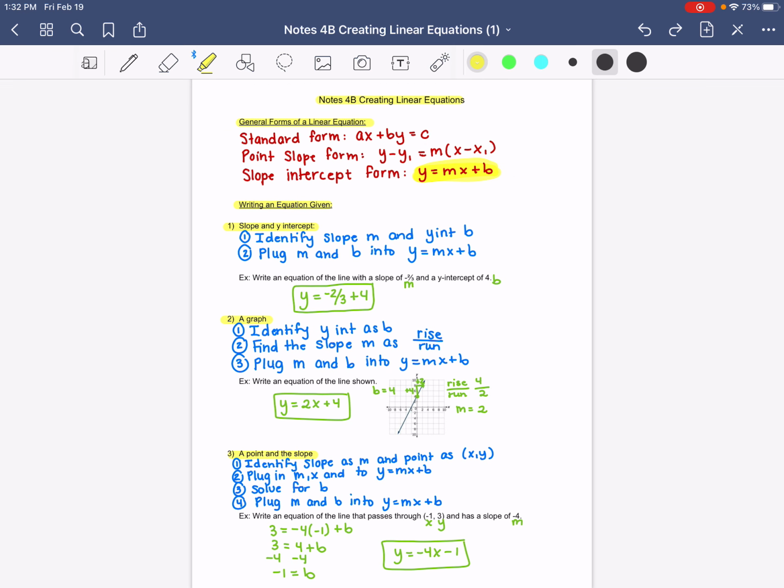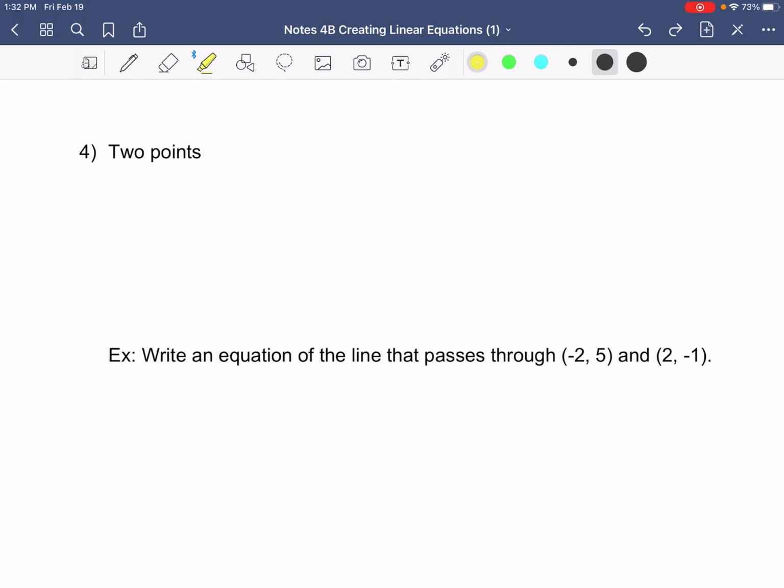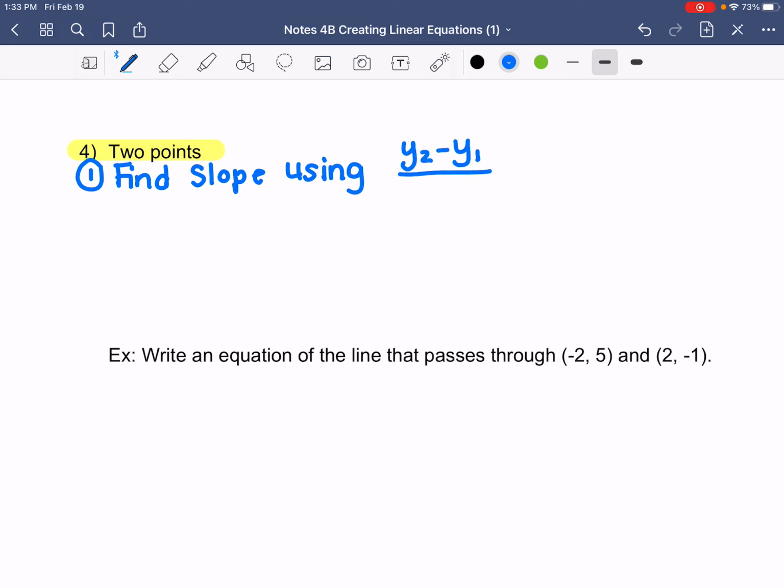All right, this picture is going to go on our first slide. We're going to flip our paper over though because we have 2 more types to talk about. The next one is if you are given 2 points. So the first thing that you want to do is find the slope of those 2 points. Find slope using, hopefully this formula looks familiar to you, y2 minus y1 over x2 minus x1.